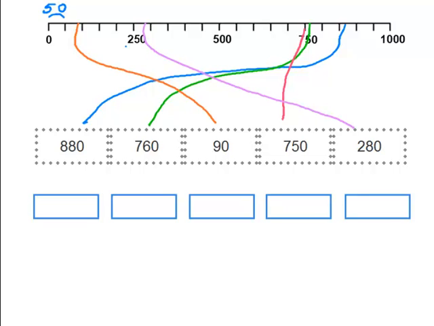Okay, so now we can easily find out the order. So the first one is 90. It is the smallest number. And then we have 280. Next is 750. Right next to that was the 760. And finally, the biggest number is 880.